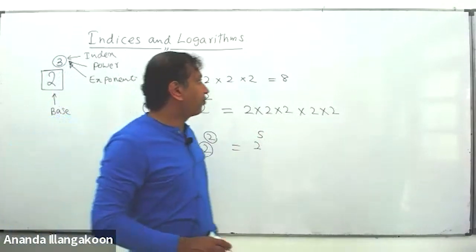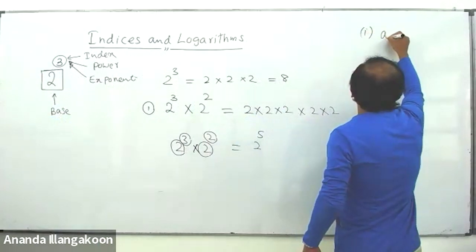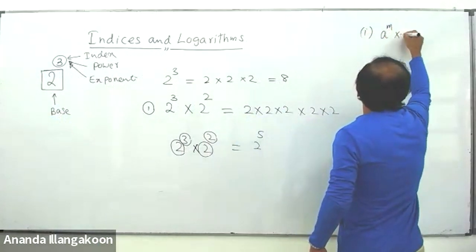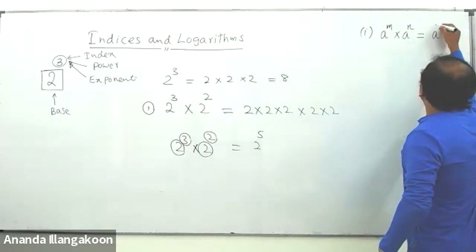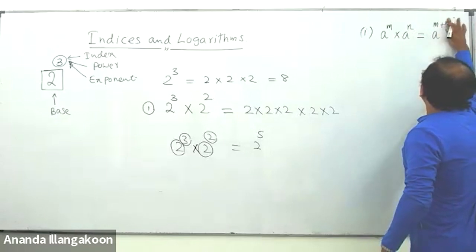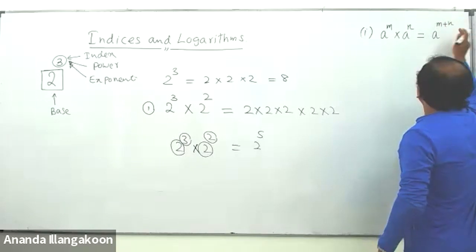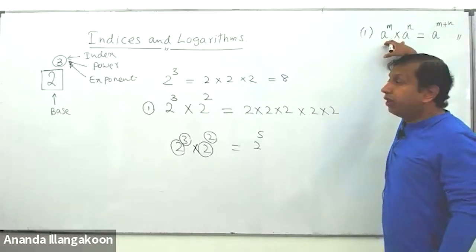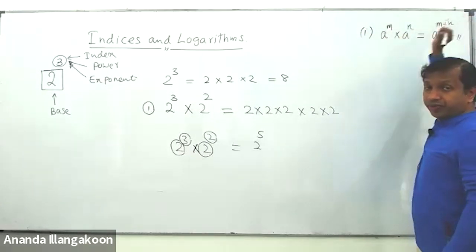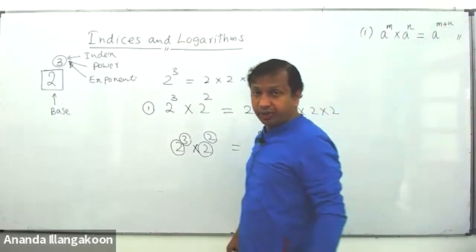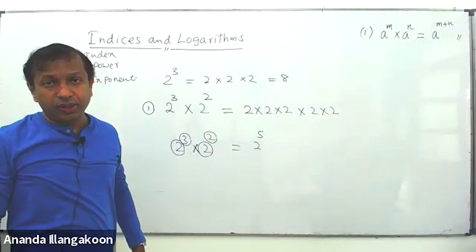Understood? So the first index law, I can write: a to the power m multiplied by a to the power n is really a to the power m plus n. So remember the rule like this: when the bases are equal and when they are multiplied, the exponents we add, the powers we add. That is the first index law.